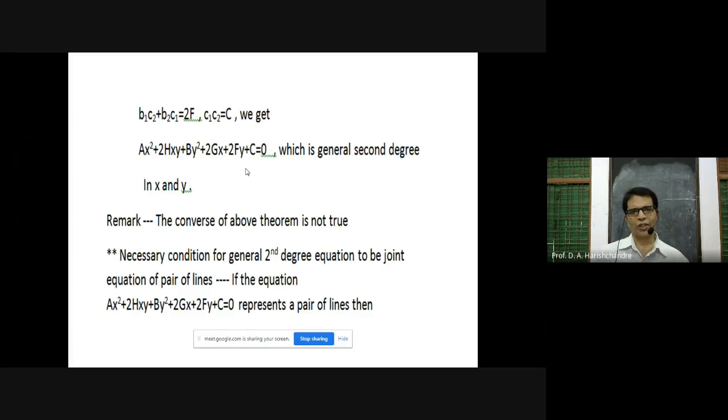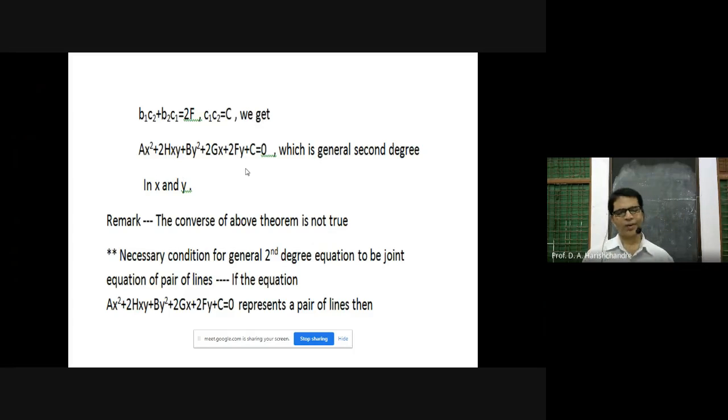But the reverse question which arises in front of us is whether every general second degree equation is the joint equation of two lines in the plane. The remark suggests to us it is never always true. Okay. Then the question arises, if it is not always true, then when is it true? Okay, it is true under a certain condition. What is that condition? That condition we are going to discuss in the next title.